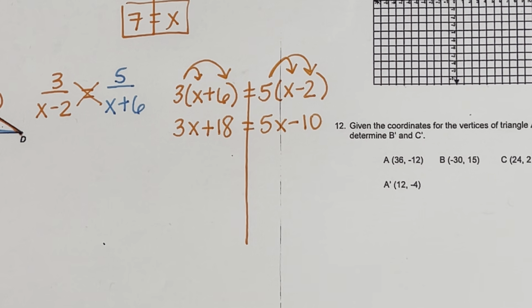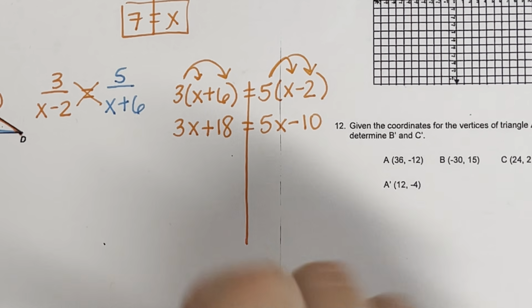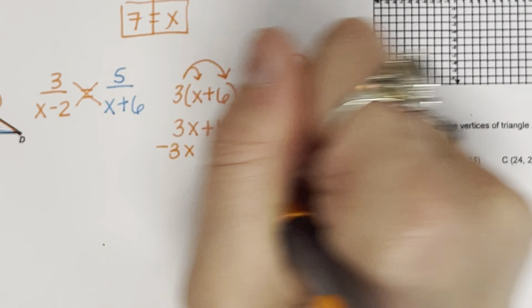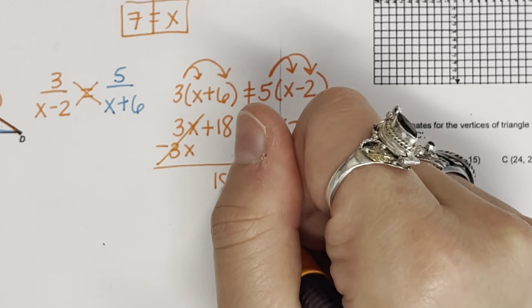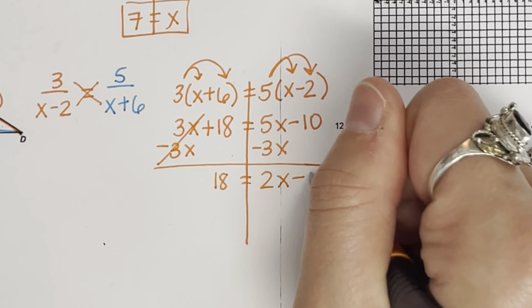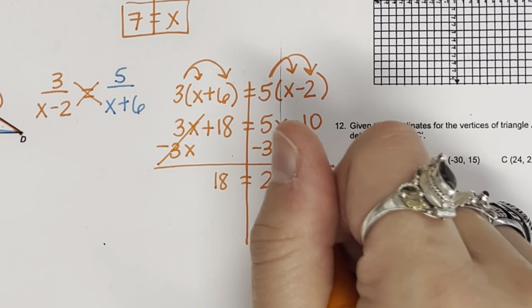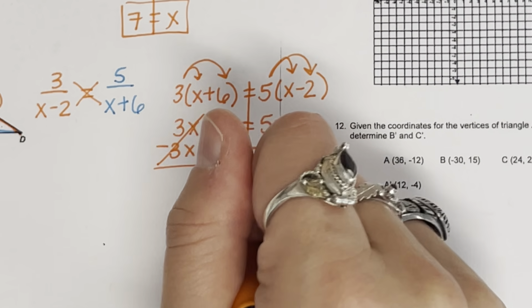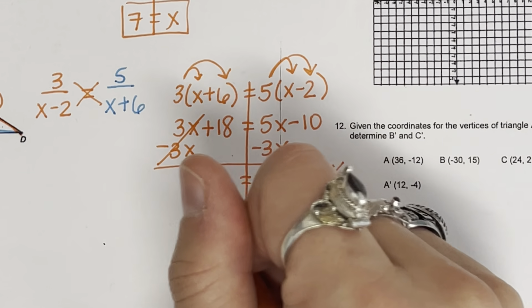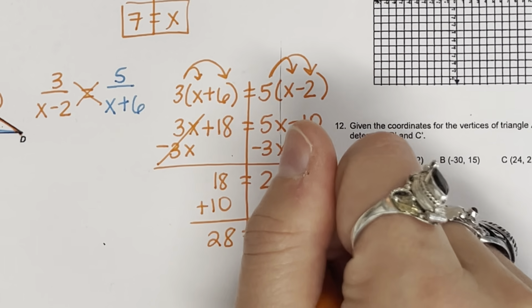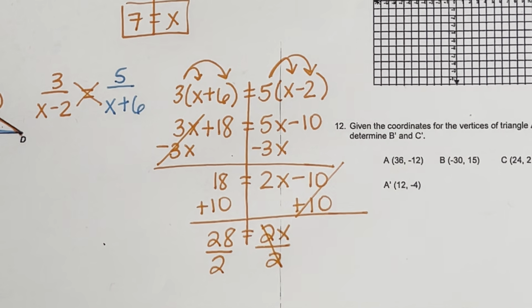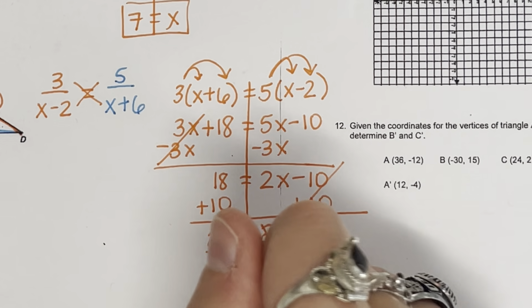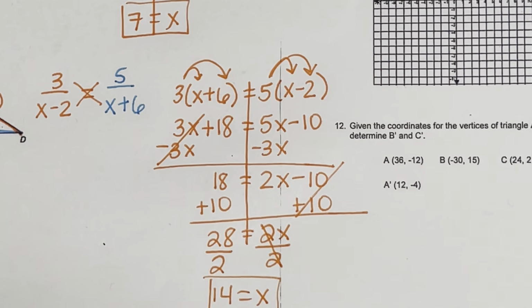Now I want to get all my x's to the same side, so I always take away the smaller x. So the 3x is my smaller x, so I'm going to subtract the 3x from both sides because it was positive. Working from left to right, I have 18 equals 2x minus 10. Now I'm going to move the constant to the other side, so I'm going to add 10 to both sides. I get 28 equals 2x, and then I divide both sides by 2, the number in front of the x, and my final answer is 14 equals x, or x equals 14. Either one's fine.